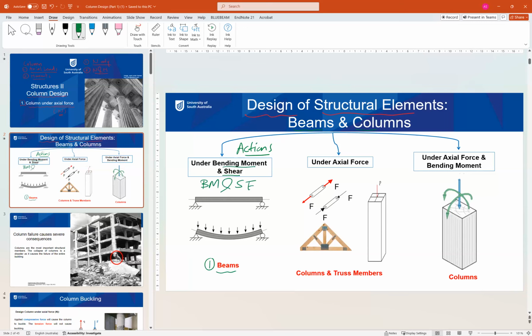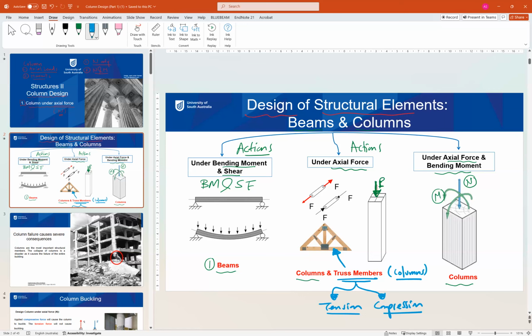Another element, which we are not dealing with in this course, is the truss element. The truss element is quite similar to columns and can be considered as a column, because the truss members are designed under axial loads, which is tension or compression. If you remember in the Structures 1 course, you had the truss testing, and all the members in the truss are subjected to tension and compression forces. So our focus today will be about columns. We have two types of design for columns: columns under axial load only, like this one, and columns under axial load and bending moment, like this one.